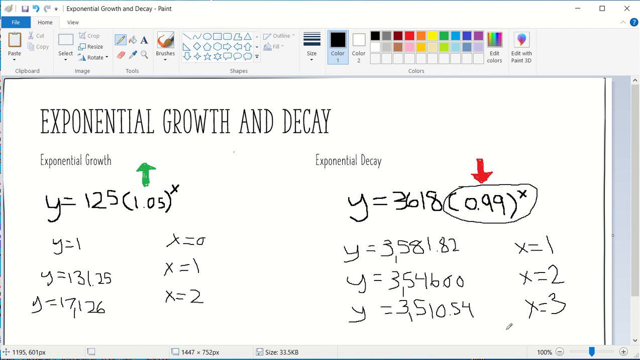Hopefully this was useful for you. We'll continue to substitute values for x in and then calculate for y in both growth and decay equations.